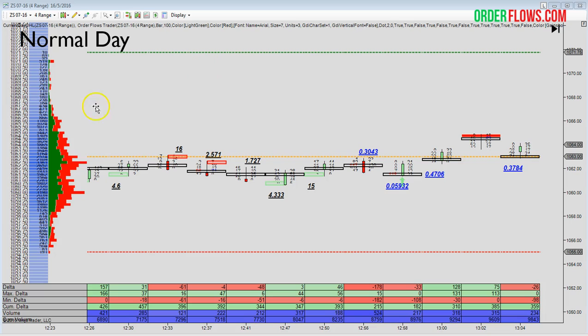But on a normal day, as I said, you're going to have generally a bigger range, and you're going to get rotations lower, rotations higher. You're going to maybe spend a little bit of time up near the high, a little bit of time near the low. Sort of work your way back towards the value area and do a lot of trading in there.